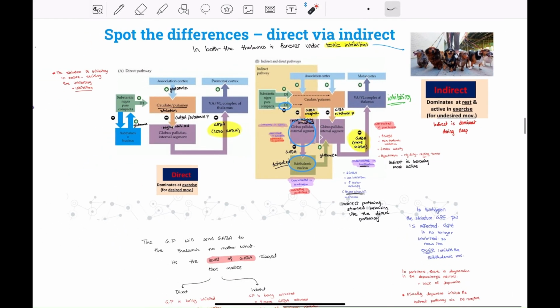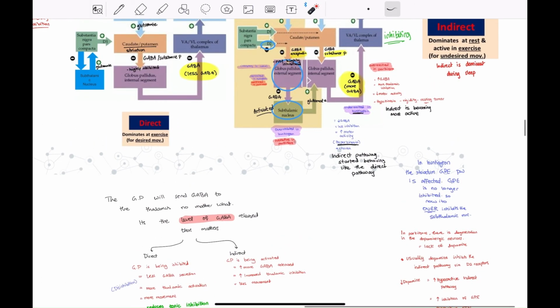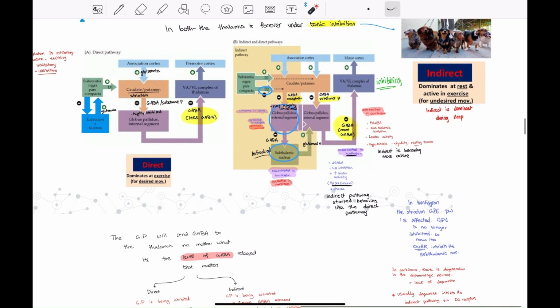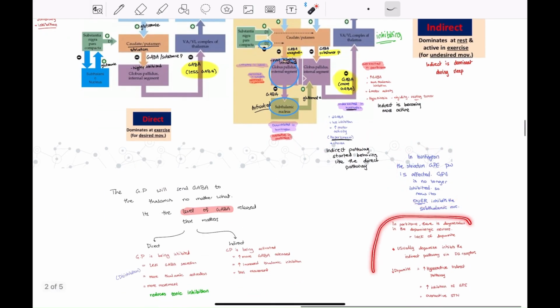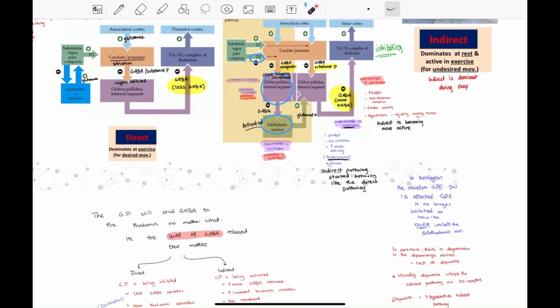Now let's talk about the clinical correlation. So we're going to start with Huntington's, okay? All of the purple writing that you can see is for Huntington's, and all of the red writing that you can see in the pathway is for Parkinson's. So let's start with Huntington's.